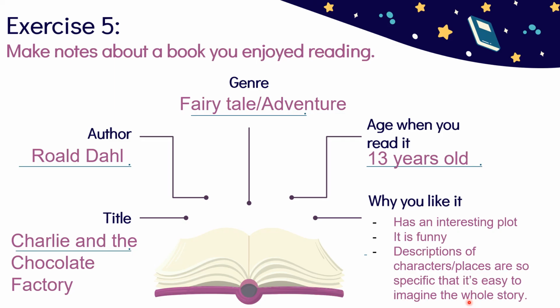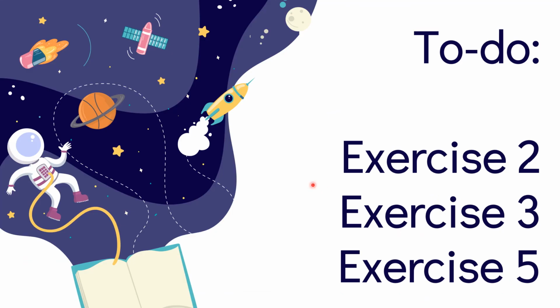Okay, so I want you to make your own notes about a book that you have read. Write down the title, the author, the genre, your age when you read it, and why you like it. That's all. So what you need to do for today's class is exercise 2, exercise 3, and exercise 5. Exercise 2, the listening just now, you listen to the audio and fill in the blanks. Exercise 3, you match the definition. Maksud dah diberi. You just need to write down the genre. And last one just now is share about a book that you enjoyed reading.